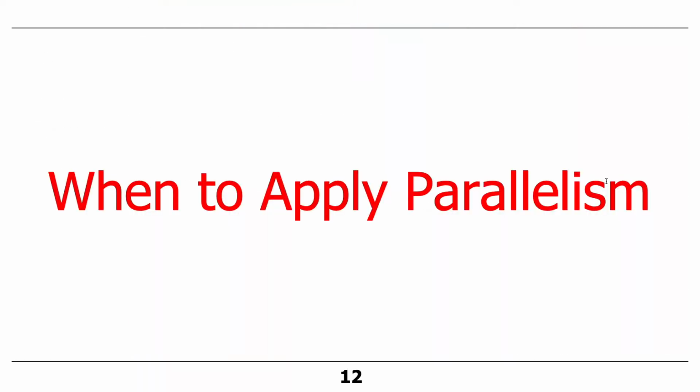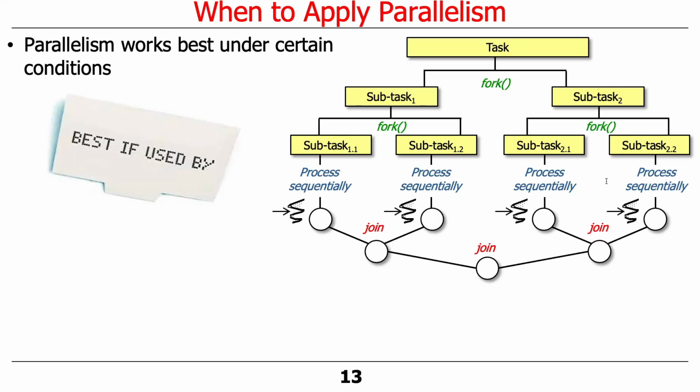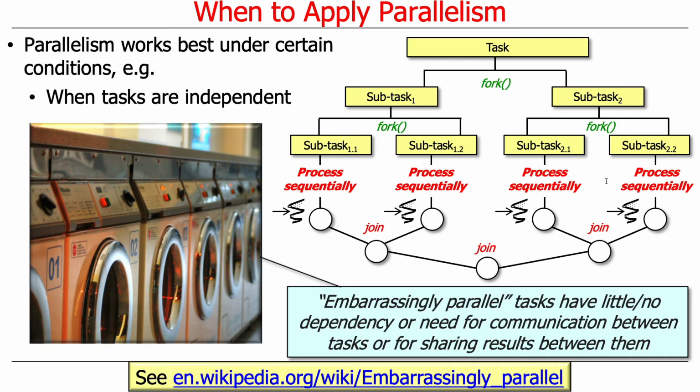So the next question that's worth considering is, when should we apply parallelism? Should it always be applied? Parallelism works best under certain conditions. One condition is when the tasks that are being split up into subtasks are independent of each other. This often gives rise to a form of parallel computing that's known as embarrassingly parallel, which is a funny term.